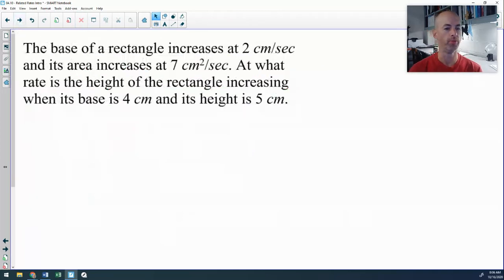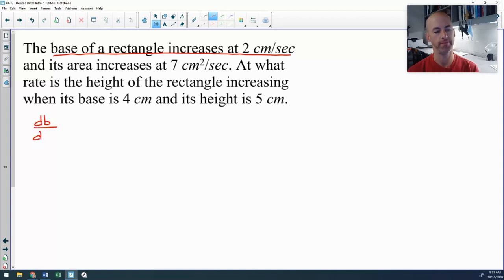Let's also get one more here. And this one we were talking about a rectangle. So the base of a rectangle increases at 2 centimeters per second. I'm going to stop there and make note. Base increases at 2 centimeters per second. So that means the derivative of the base with respect to time is 2 centimeters per second.